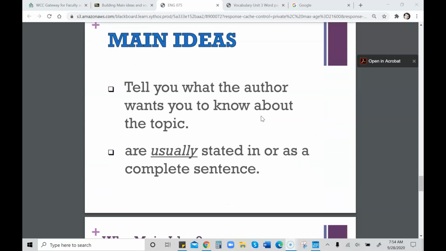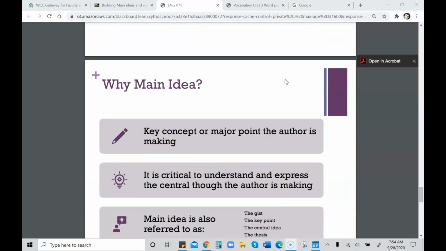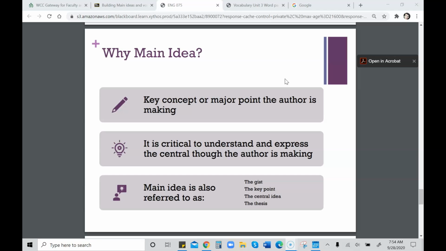So again, like Writing Center number 3, it talks about what the author wants you to know about the topic, and it is usually stated as a complete sentence. That is the way that we're going to operate. Now, of course, in journalistic writing, we may find it differently represented, but for what we're looking at, we're really looking for those complete sentences as well. So we need the main idea so that we're clear on what is being communicated, and that's going to be our central thought.